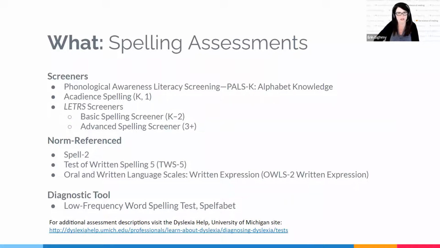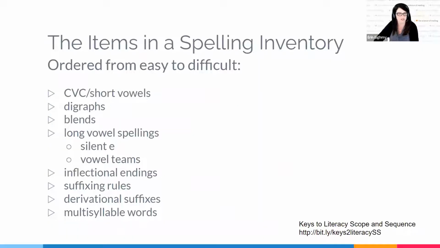So on this slide, you just have several different types of assessments that are available for spelling. We have screeners, norm referenced assessments, and also some diagnostic tools that you could find and have available for students. So there are a variety of those assessments, but today we're focusing in on screening, and we'll take a look at how those inventories are typically built.